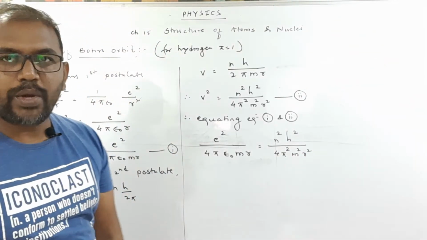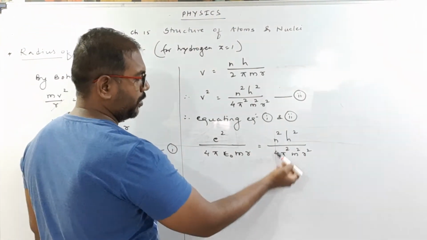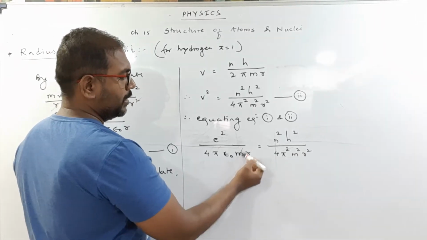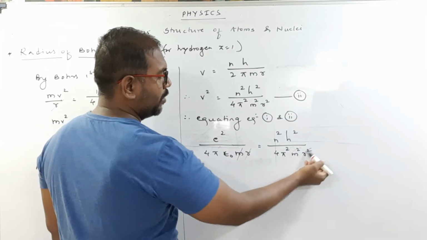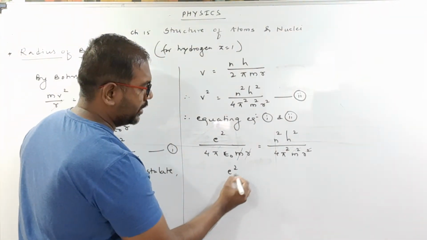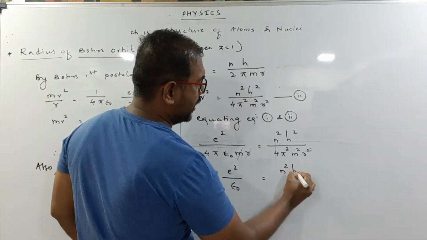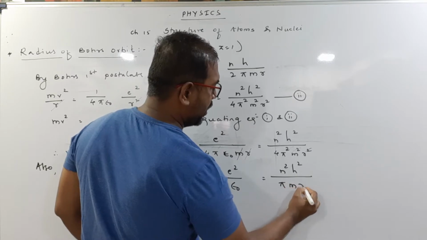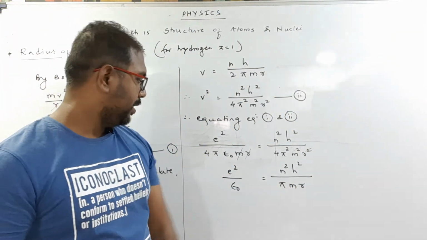Now after that we have to cancel the common terms. Common is 4, and one pi from pi square gets cancelled. This m and one m from m square get cancelled. This r and one r get cancelled. So here e square divided by epsilon 0 is equal to n square h square divided by pi m r.